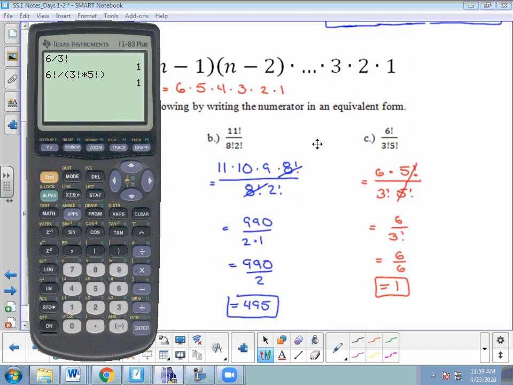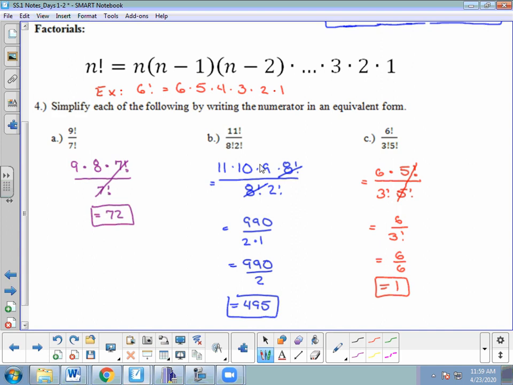Okay, so basically the goal here is figuring out what factorials mean, and that means to take a number and multiply it by every successive integer until you get all the way down to 1.